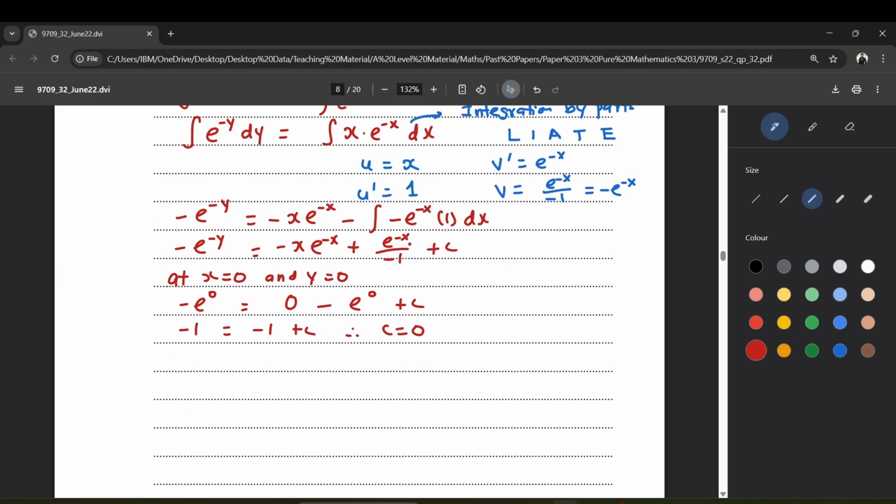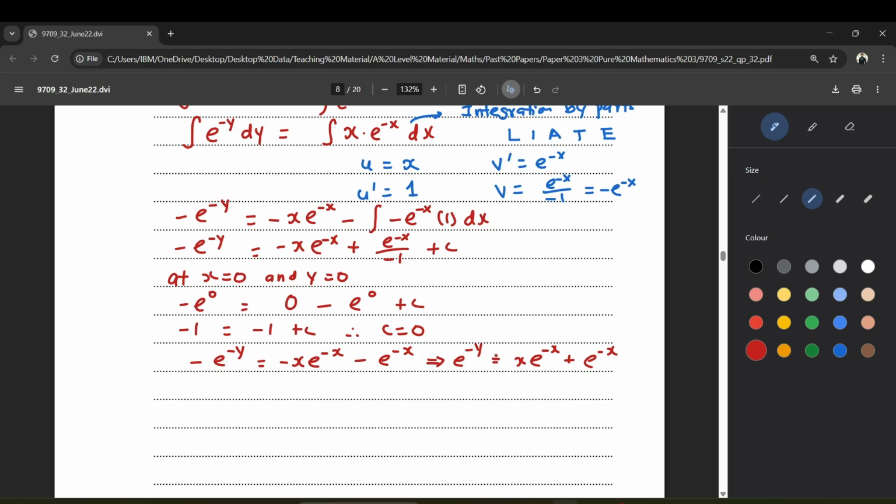Plug this back into this equation. So we end up with minus e to the power minus y equals minus x times e to the power minus x minus e to the power minus x. Okay. So you can see we have a negative in every term, right? So if I factorize this expression and take minus 1 common, I can cancel the minus from both sides. So my expression becomes e to the power minus y equals x times e to the power minus x plus e to the power minus x.